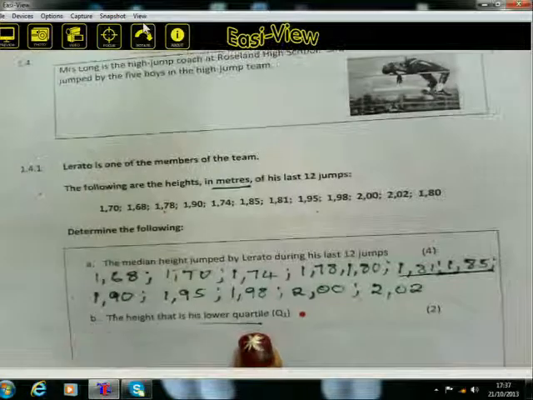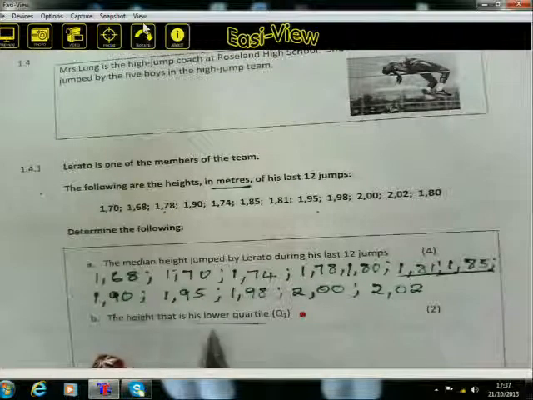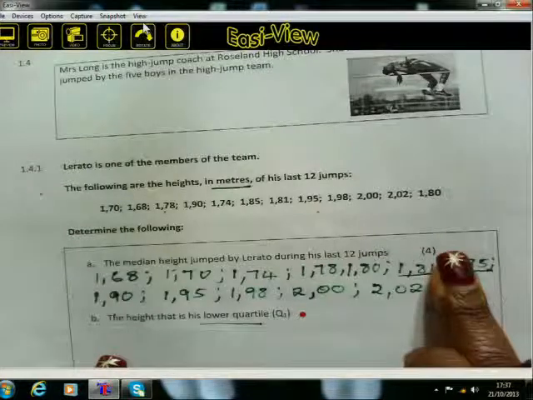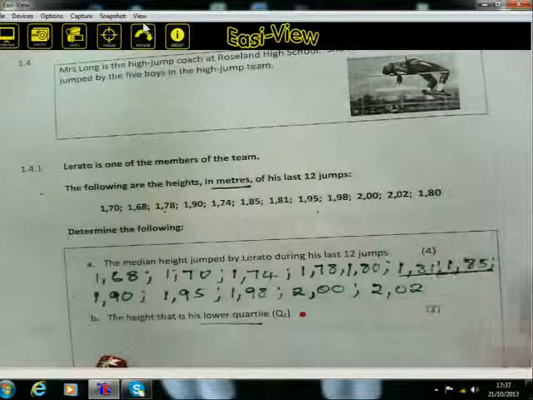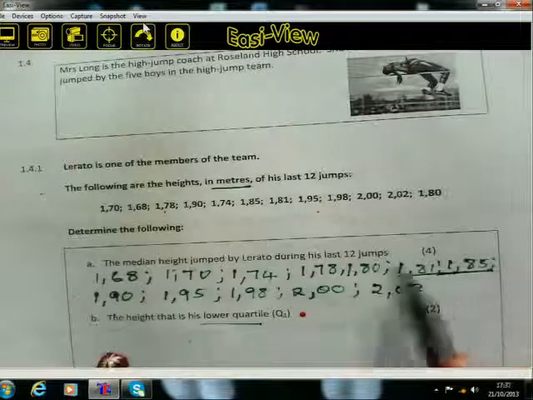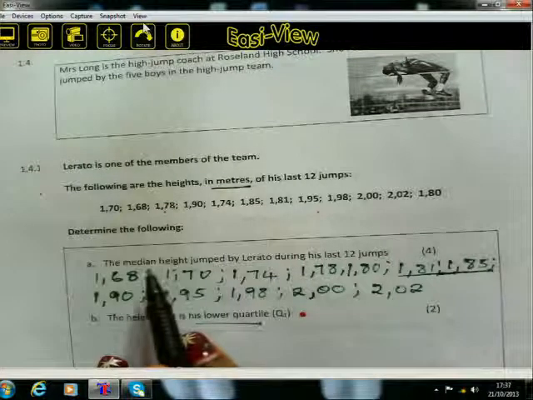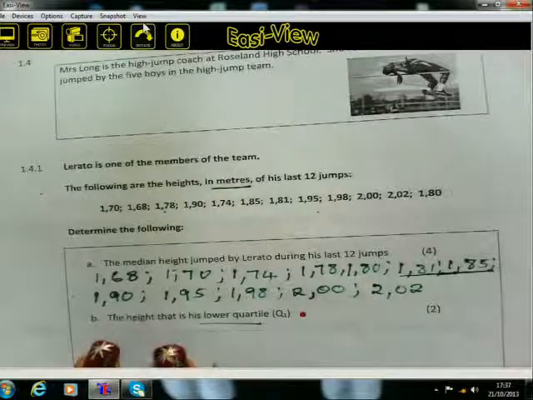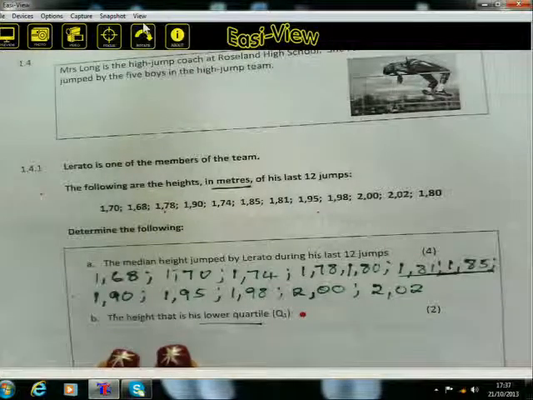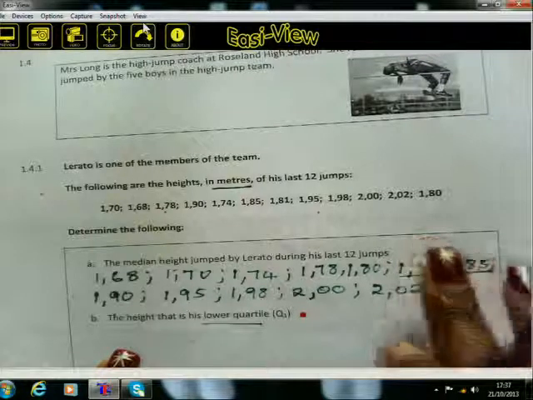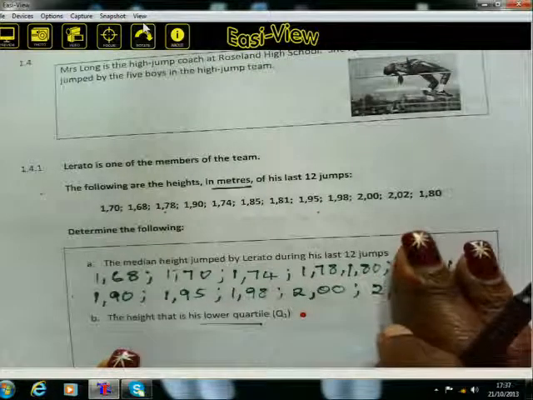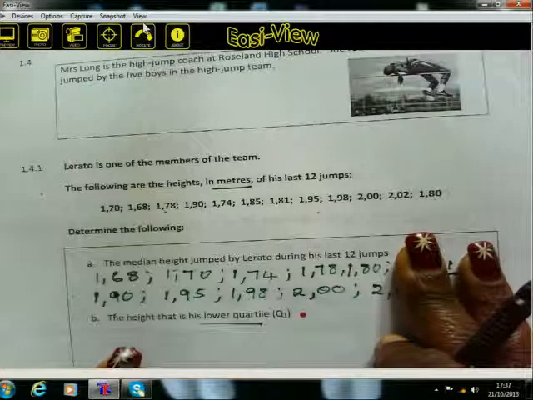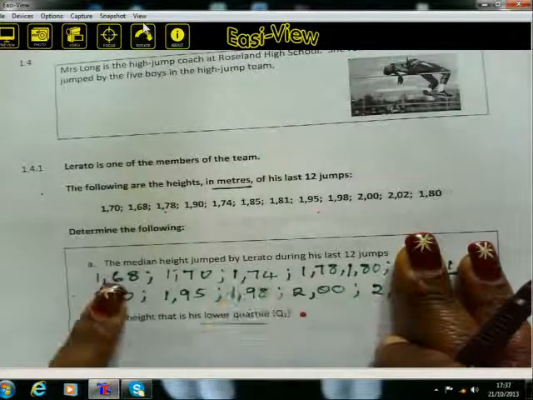I just wanted you to remember the lower quartile. We said that for you to get the lower quartile, you have 2 middle numbers, which help you to get the median in number A. So for you to get the lower quartile here, these 2 numbers, you can hide them. These 2 numbers have other numbers before them.